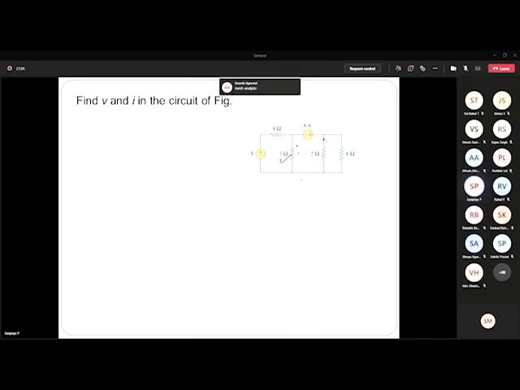The voltage source and 4 ohm resistor are in series, so we can convert it into a current source. But this voltage value is not given.